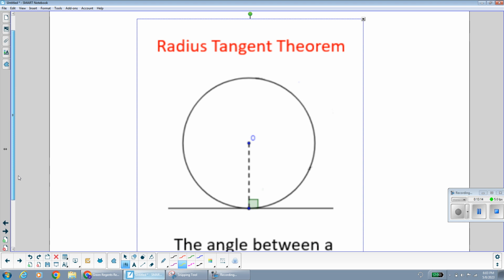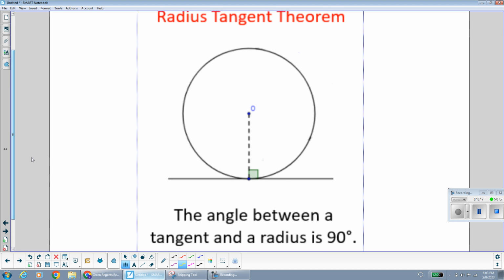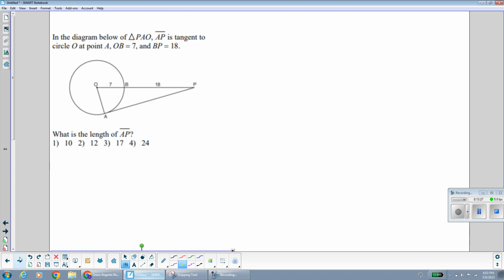We also have something called a radius tangent theorem. And what that says is that when a radius in a circle and a tangent to a circle intersect, a right angle is formed where they intersect. Let's apply that theorem to the following question. So we're told that AP is tangent to circle O at point A, OB is 7, and BP is 18. So since I have a radius and a tangent that are meeting, I know that they form a right angle. So I know that I have a right triangle.